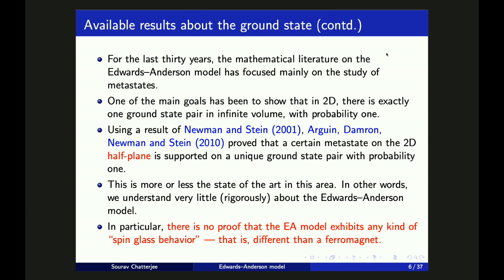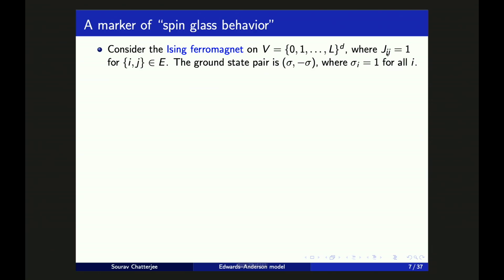And in particular, there is no proof that this exhibits any kind of spin glass behavior, which I interpret very generously as being different from a ferromagnet or anti-ferromagnet. Okay, so what is the marker of spin glass behavior? Consider the Ising ferromagnet on this lattice, where the J_ij are all 1. And the ground state pair is either all +1 or all -1. These are the ground state pairs, right? And take a region A whose size is of order L to the D, which is a macroscopic region. I forgot to mention, A and A complement are both of order L to the D. So it's like a little blob.